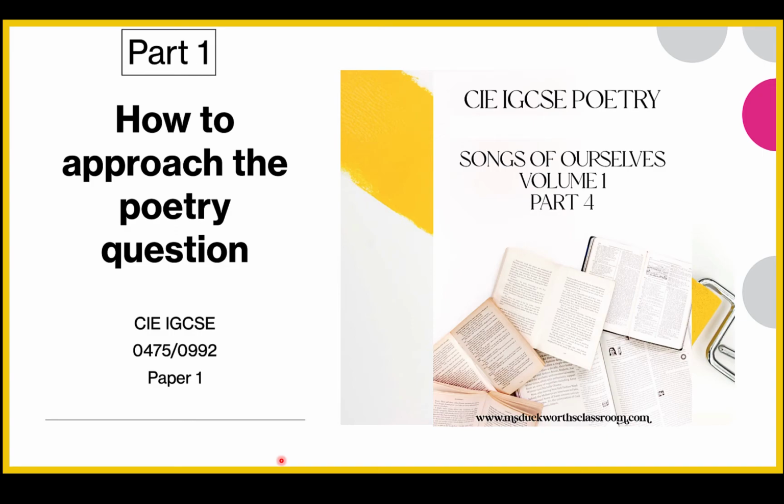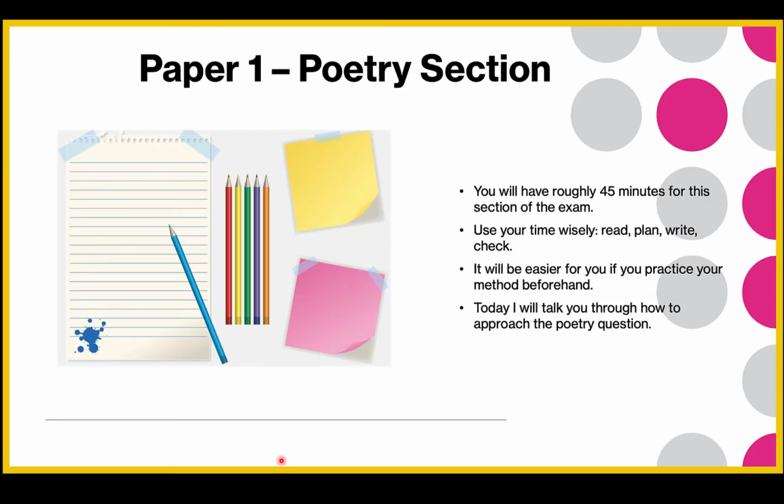Today we're going to be looking at how to approach the poetry question. This is for the CIE IGCSE poetry, Songs of Ourselves Volume 1 Part 4. This is for the 0475 or 0992 specification, and this is for paper 1. Today is just part 1 of a 2-part series, and we're going to be looking at how to approach the poetry question and how to plan an answer. Then in part 2 we'll look at how to write up an answer. So let's just recap this part of the paper.